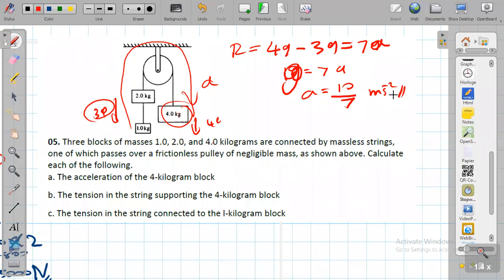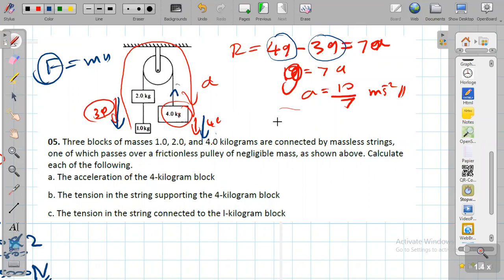Okay. Did you get this answer? I did this in the simplest method. You can also do it in a very hard method. Here I just found the driving force and subtracted the resistive force to apply F equals ma. F is the resultant force. So resultant force is driving force minus the resistive force equals ma. Very simple. The tension in the string supporting the 4 kg block. Okay, only the 4 kg block.